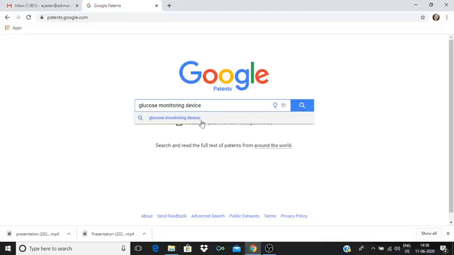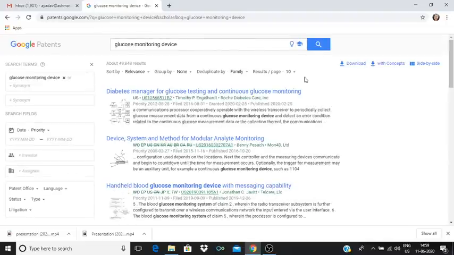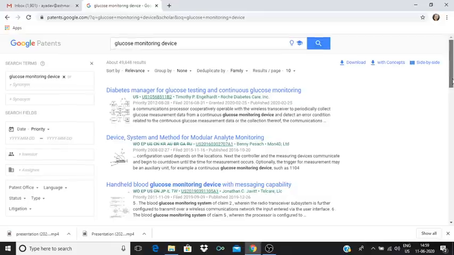We have an option that we can include the non-patent literature and we can exclude it. The non-patent literature is taken from Google Scholar. Let's click on this particular button and hit the search icon. So these are the patents that have come up.